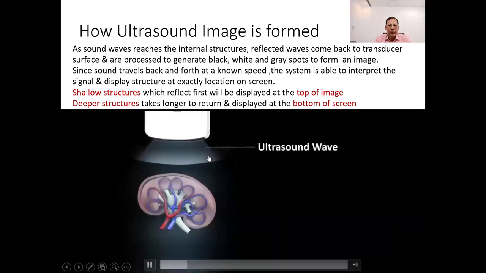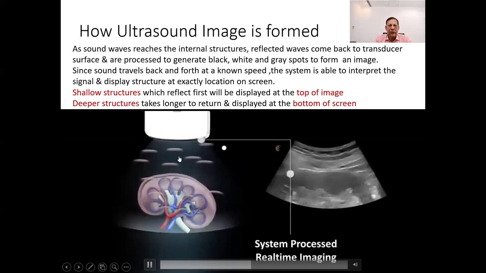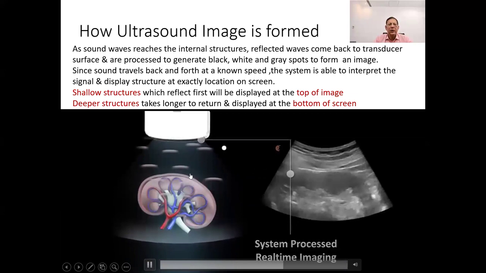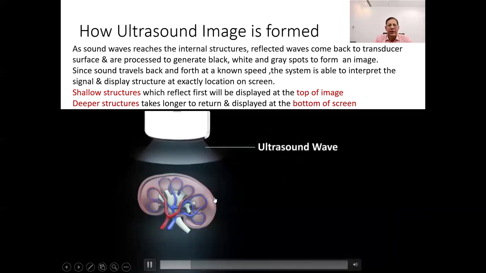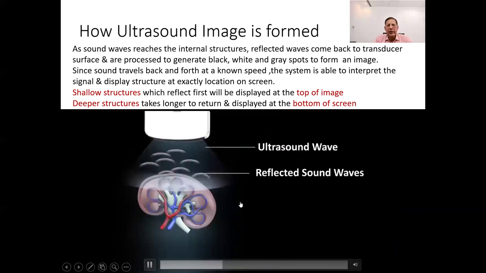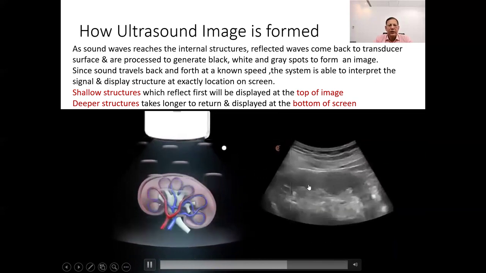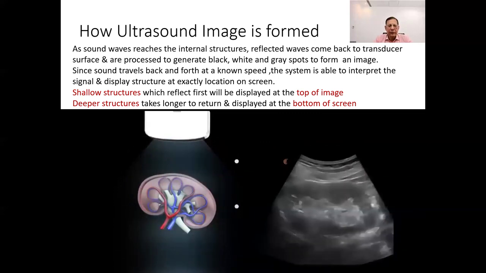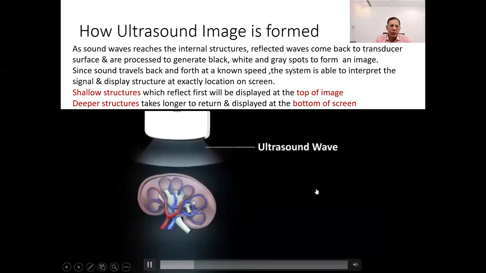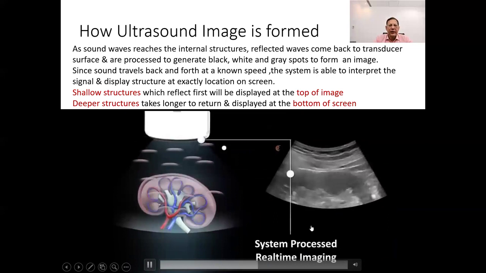As sound waves reach the internal body structures, reflected waves come back to the transducer surface and are processed by the machine. Depending on the amplitude the reflected sound waves carry, the machine generates black, white, and gray spots to form an image. Since sound travels at a known speed, the system can interpret the time it takes for the waves to return and display the structures at precise locations on the screen. Shallow structures, which reflect the sound waves first, appear at the top of the image. Deeper structures take longer to return, so they are displayed at the bottom of the screen.